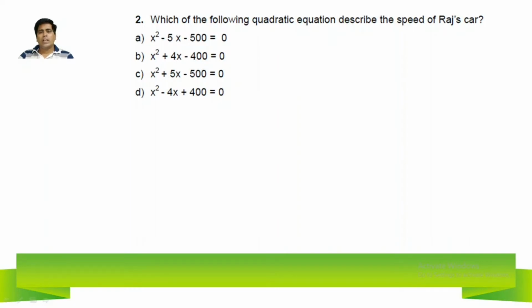Which of the following quadratic equations describes the case study? Instead of this, better you note down that this is about the case study. It's not Raj's and it's not Ajay's, so the above case study is about both friends. So which of the following quadratic equations describes the above situation, whatever he has given in the case study?